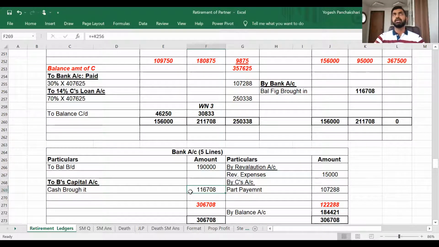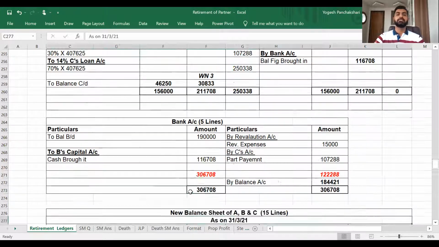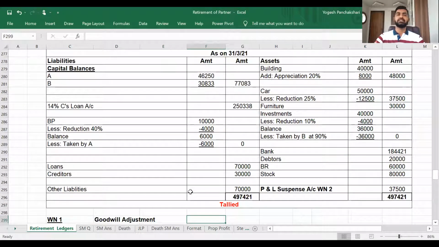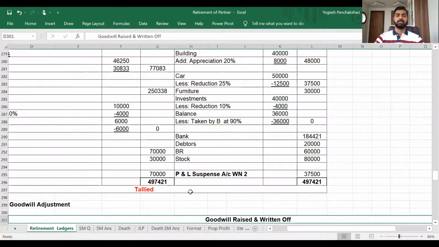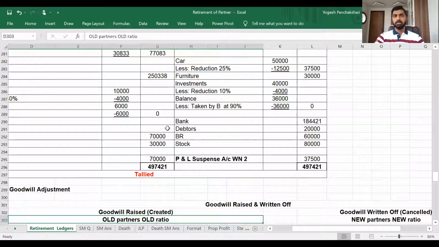Now the capitals are over. Revaluation account is closed. Bank balance will go to the balance sheet. And A and B are the only partners now. Their capital is recorded. Remaining assets and liabilities recorded. And we got it tallied. In short, 80% of the solution of retirement or death is similar to admission of partner.